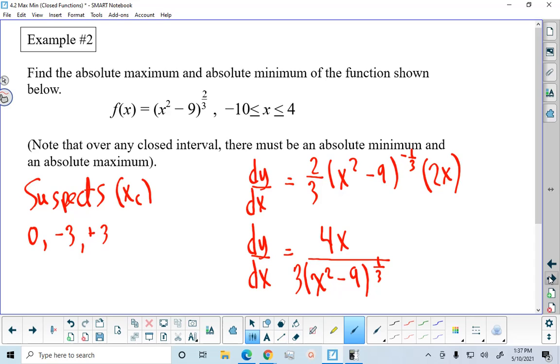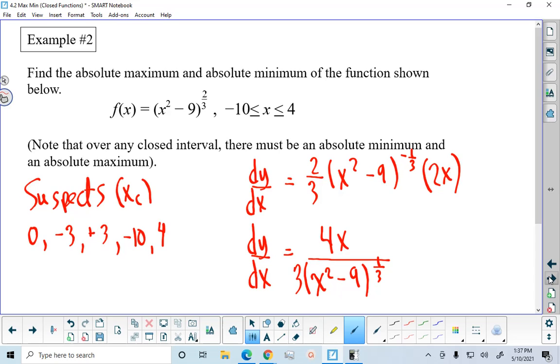Remember, critical values of x happen where the derivative is 0. So that would be at x equals 0. And where the derivative is not defined, which would be where x is 3 or negative 3. But I'll tell you there are 2 other points where the derivative is not defined. It would be the endpoints, because that's where the function starts and where it ends, so the derivative is not defined there.